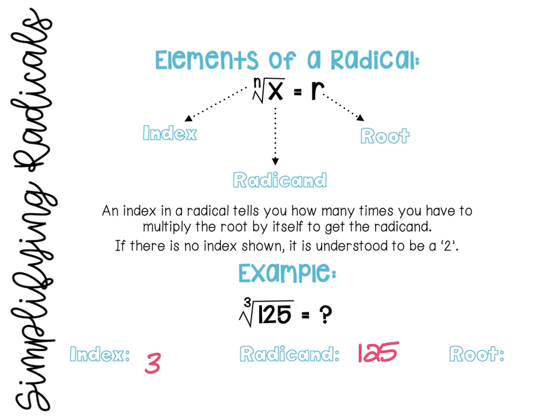Now remember, your index tells you how many times you have to multiply the root by itself to get the radicand. So I want to know something times something times something, 3 times, is going to equal 125. Well, that means the answer is 5, because 5 times 5 times 5 equals 125. We had to multiply 5 3 times to get 125.